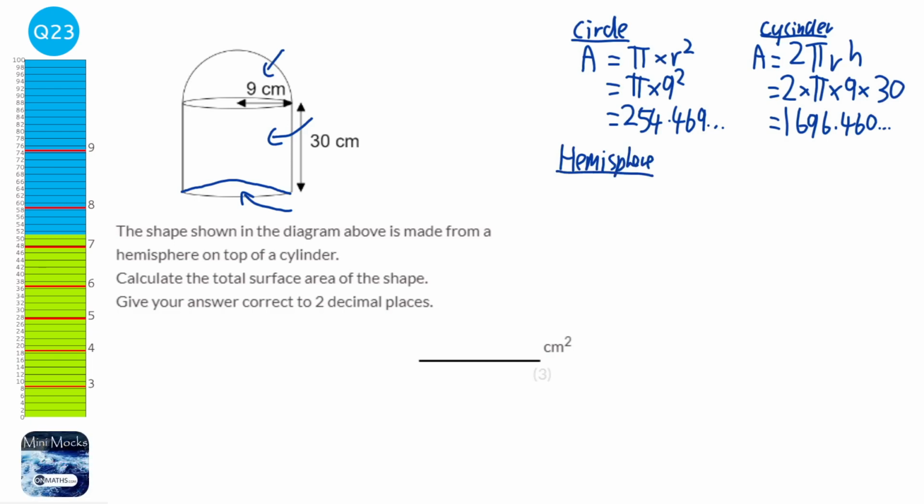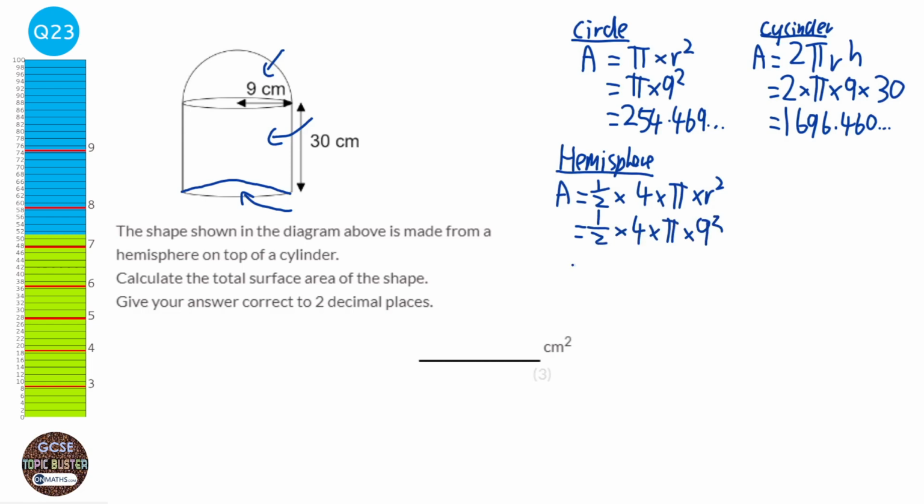And the formula for the area of a hemisphere, well, a full sphere is 4 times pi times r squared, but because it's a hemisphere, it's half of that. And so it'd be half times 4 times pi times the 9 squared, and that will give us 508.938. And so the final thing is to work out the total area, so total surface area.